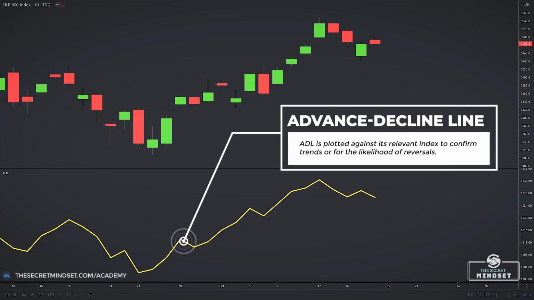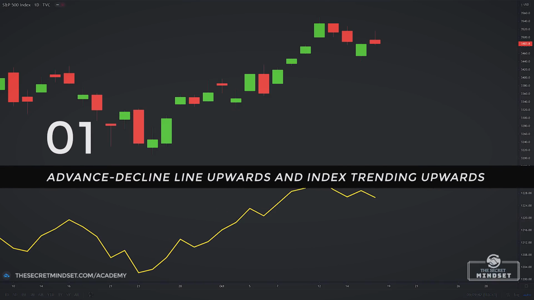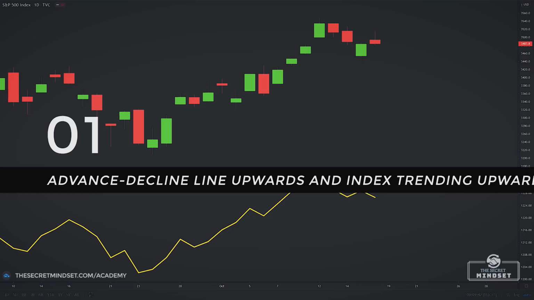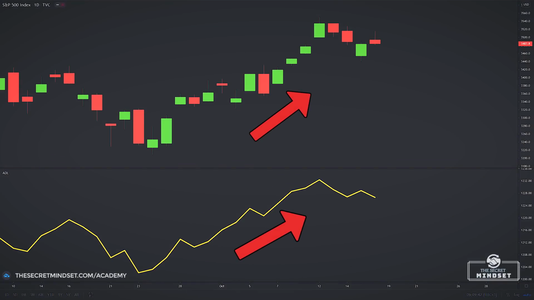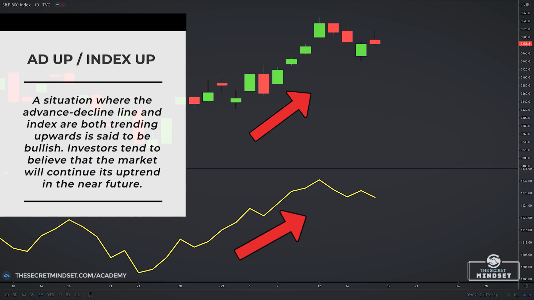There are four interpretations of the concept. First, the advance-decline line and the index trending upwards. A situation where the advance-decline line and the index are both trending upwards is said to be bullish. The rise in the index is driven by the rise in the majority of stocks in the index. As such, investors tend to believe that the market will continue its uptrend in the near future.